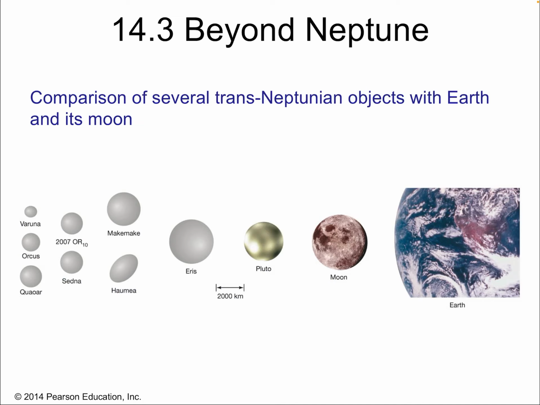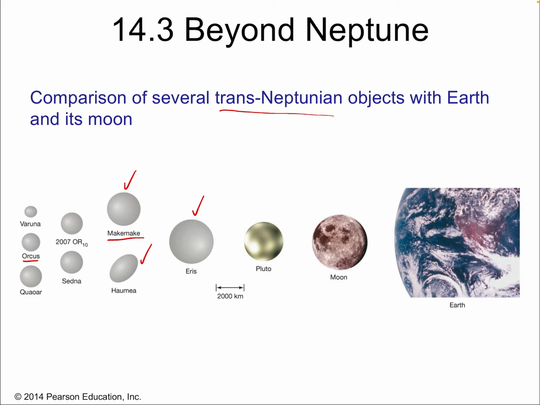All right, so here are comparisons of, here's Makemake, by the way, comparisons of several trans-Neptunian objects with Earth and its moon. So trans-Neptunian just means out further away from the sun than Neptune, okay? So we can see Pluto is quite large. Eris is actually slightly larger than Pluto, but less massive, all right? And then we have Makemake, we have Haumea, right? And then some other ones that aren't as well known, like Orcus, okay? But the point being that we can see that Pluto really isn't that special. It is just one of a classification of these other dwarf planets, these other essentially large comets that are large enough to be spherical, that exist in the Kuiper Belt in the trans-Neptunian region of the solar system.